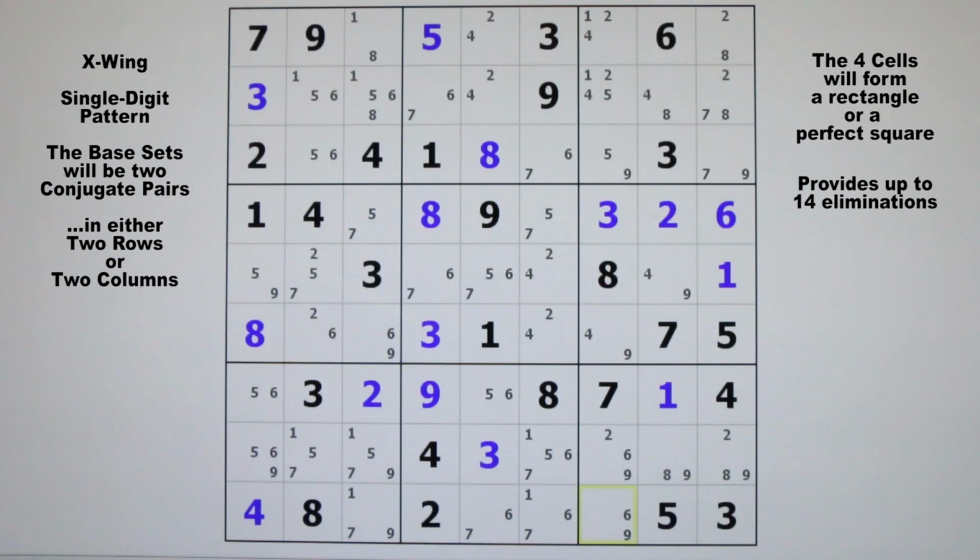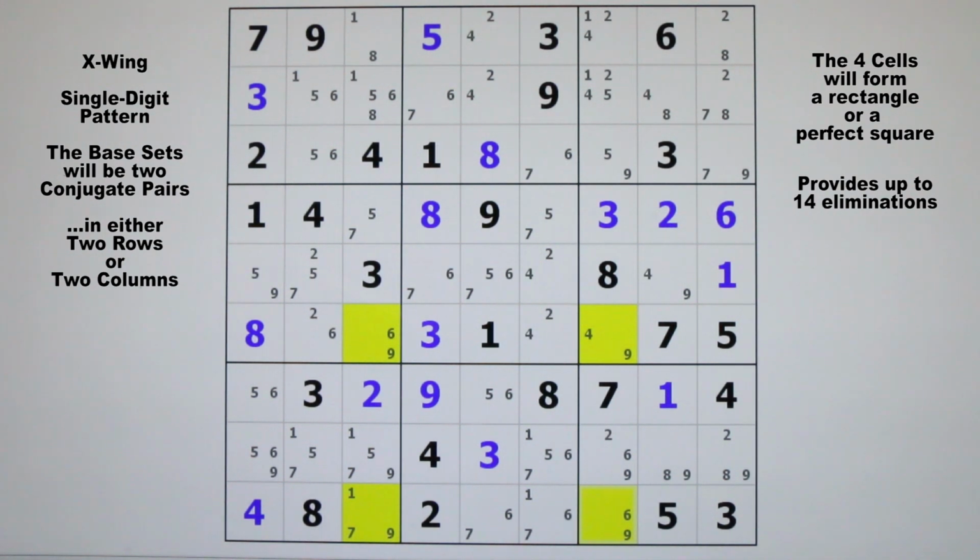Okay, again we have one where the base sets are in the rows, and this is on candidate 9. Can you find it? I'll give you a couple of seconds. Okay, well, it's here in row 6 and in row 9. In row 6, those are the only 2 candidate 9s, and those are the only 2 candidate 9s in row 9.